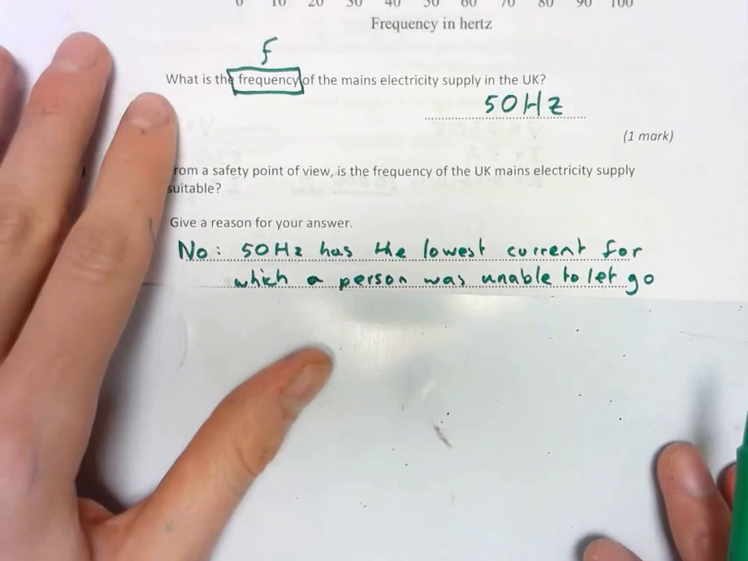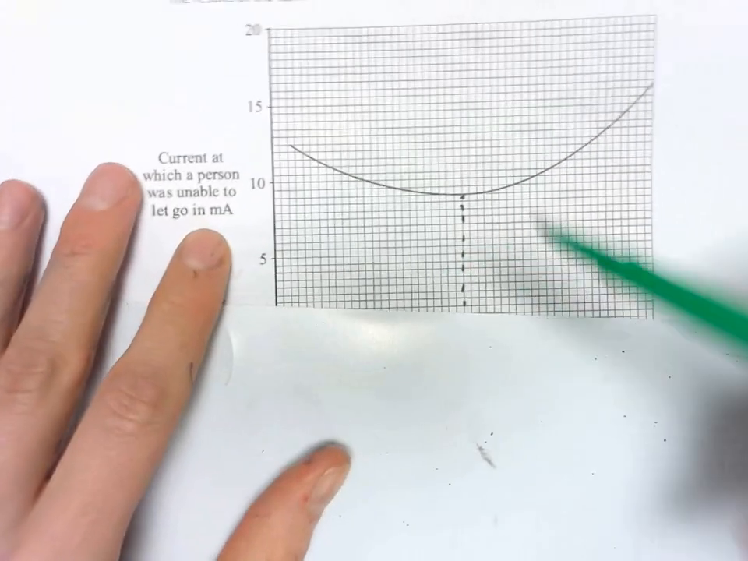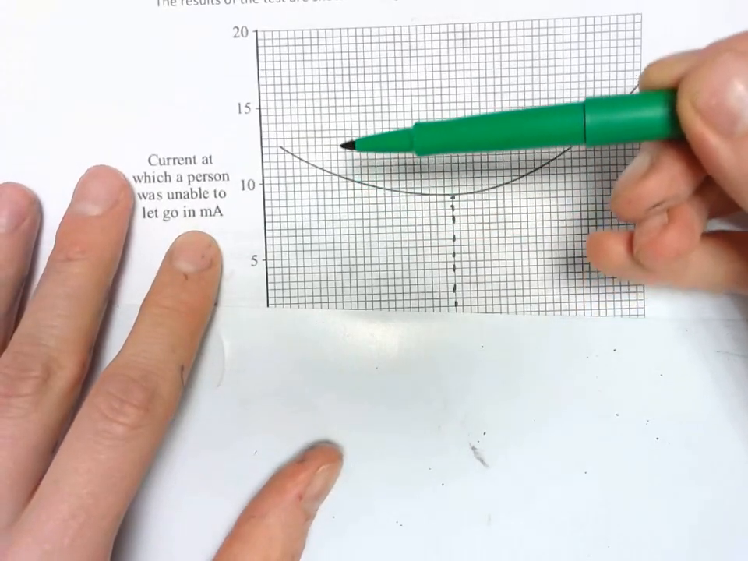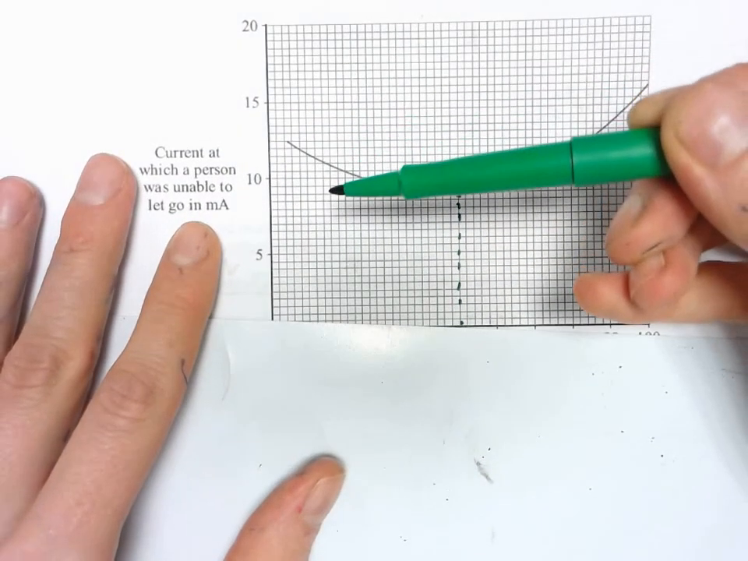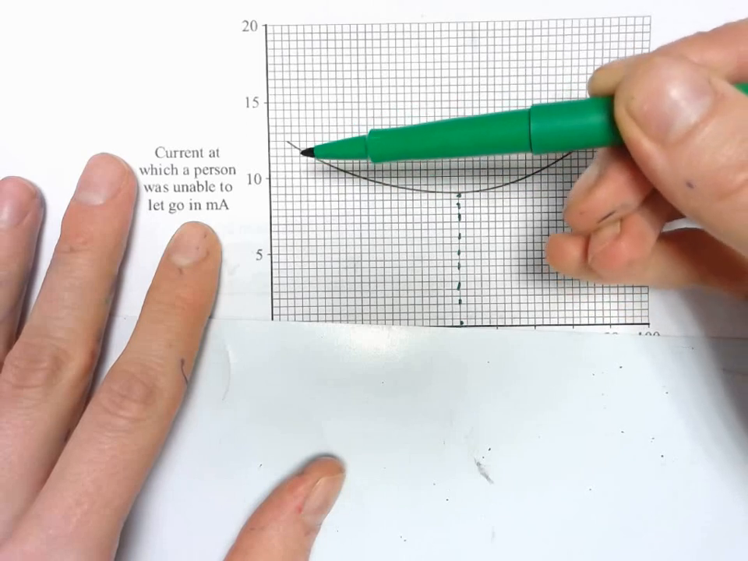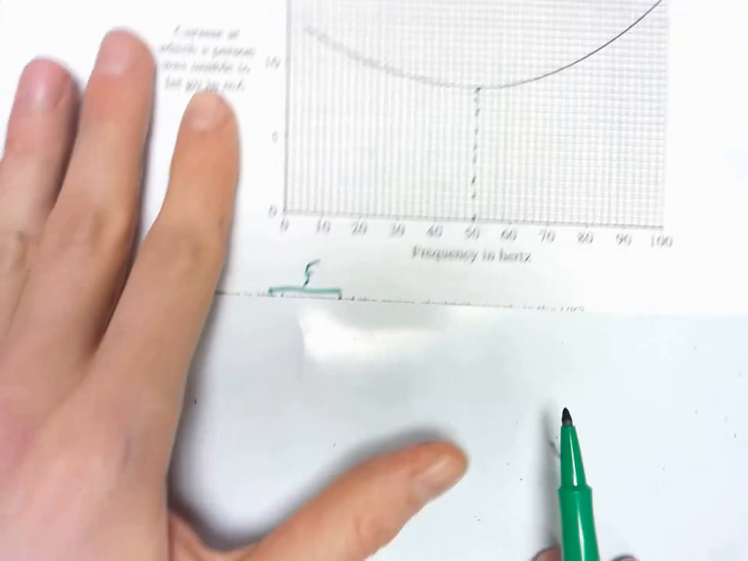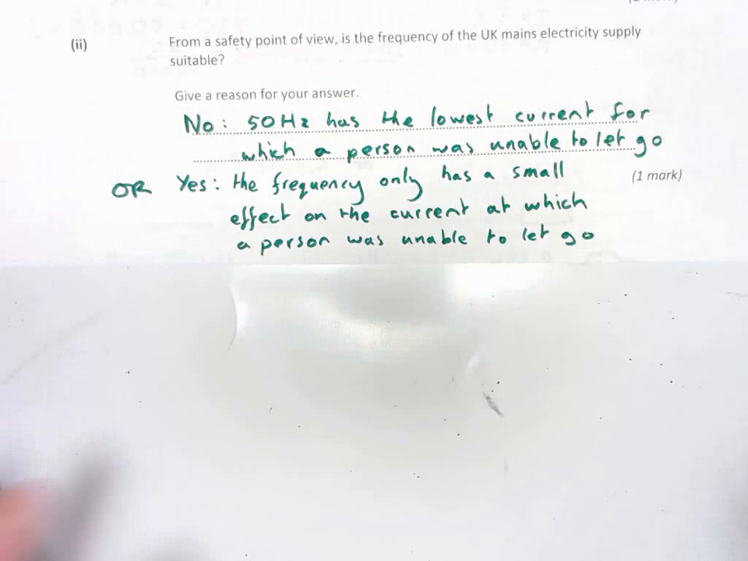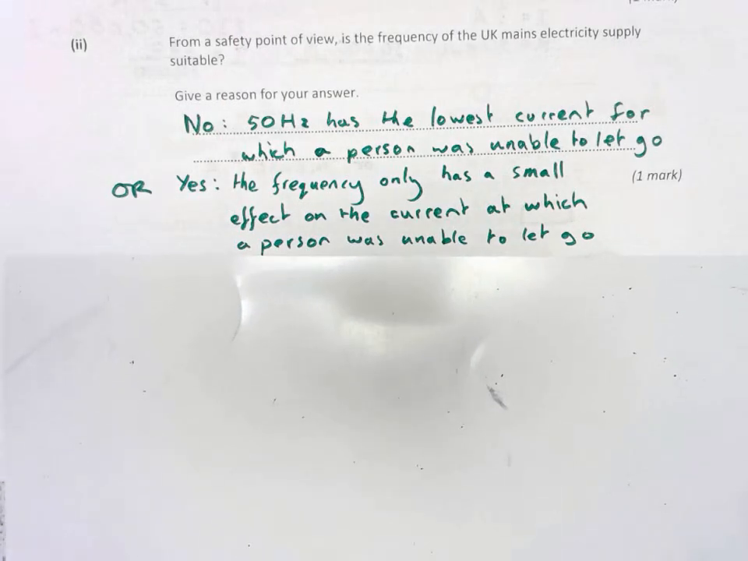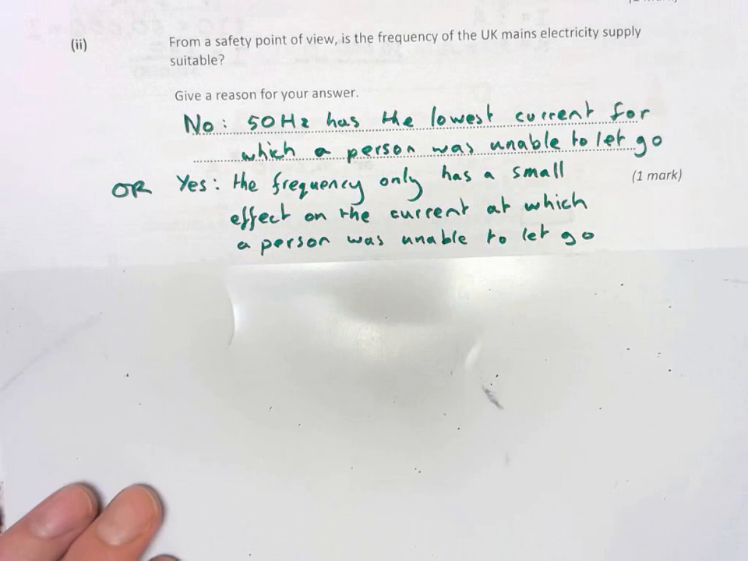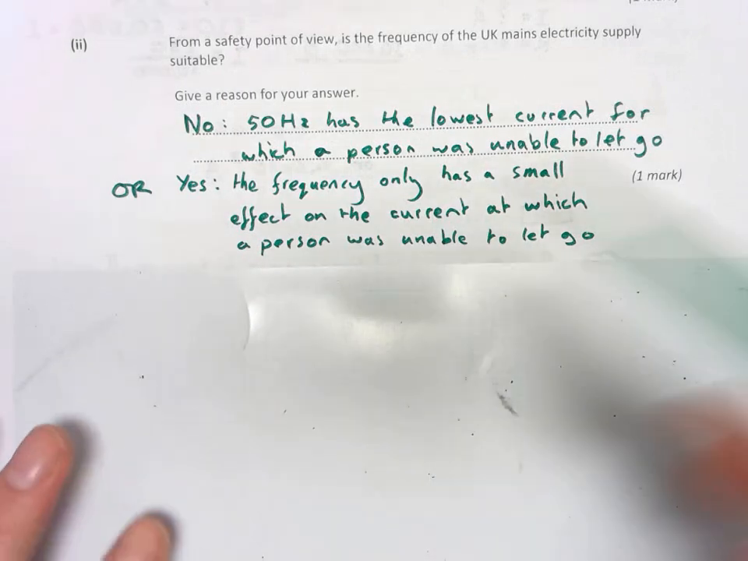However, you could also say yes, and the reason you could say yes is because altogether there's not much difference between these currents. It's between 10 and 12 milliamps. Not much difference. So you could say yes, because the frequency only has a small effect on the current at which the person's unable to let go. So either of those is fine for that mark.